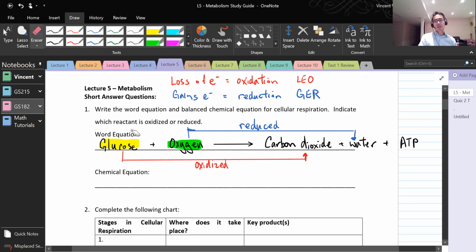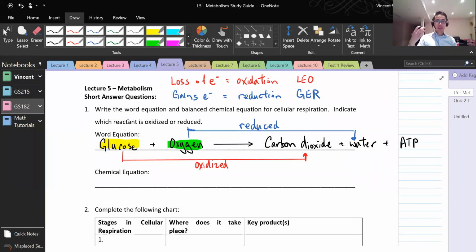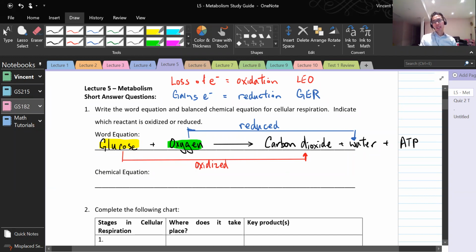So of course, this is not going to be happening in a single step. If you have watched the recordings, you will know this happens in 4 major stages, and each stage is going to have multiple steps in it. Okay, but this is the ultimate equation that summarizes the reactants and the products. So that's a word equation.